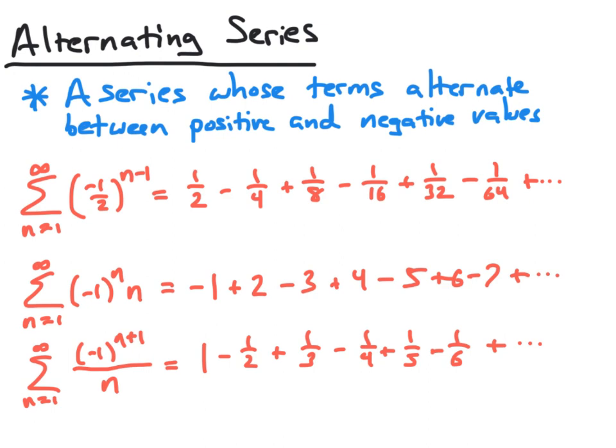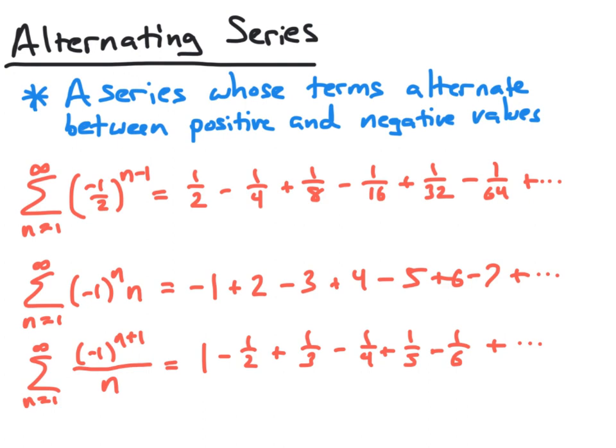Here we see three examples of alternating series. The first example is the sum n equals 1 to infinity of (-1/2)^(n-1). If we write out the first several terms of this series, we see that we're computing 1/2 minus 1/4 plus 1/8 minus 1/16 plus 1/32 minus 1/64, etc. And each of these terms alternates in sign. First term is positive, the second term is negative, the third is positive, and so on.